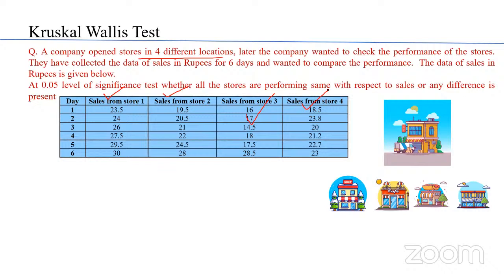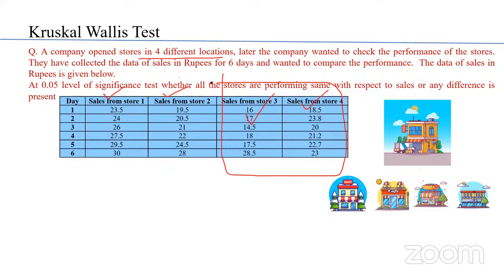Now assume that if it is a 2 sample case, which test will be used? Assume that we don't have store number 3 and 4. Which test should be used if the normality assumption is not accepted? Sir, for only two groups, Mann-Whitney. Exactly. So that is the thing. If it is only two samples, definitely you can go for Mann-Whitney.